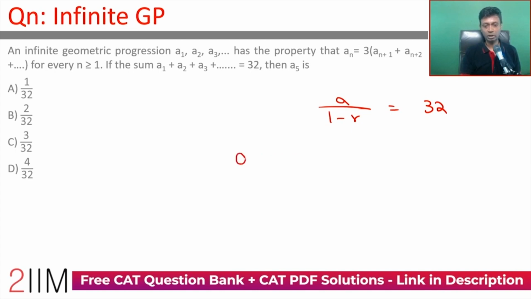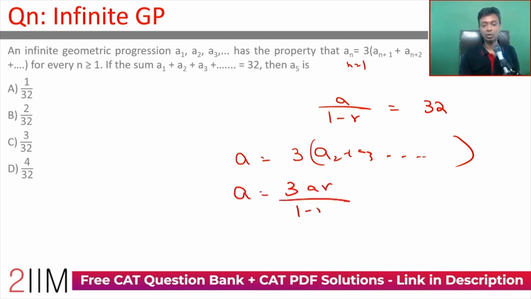Fine. A equals 3 times a2 plus a3 and so on. This is also an infinite sequence. In this expression, I am putting n equal to 1. This is a geometric progression with the first term being ar and the common ratio being r, so the sum is ar by 1 minus r. So a equals 3 times a into r by 1 minus r, or 1 minus r equals 3r, 1 equals 4r, r equals 1 by 4.